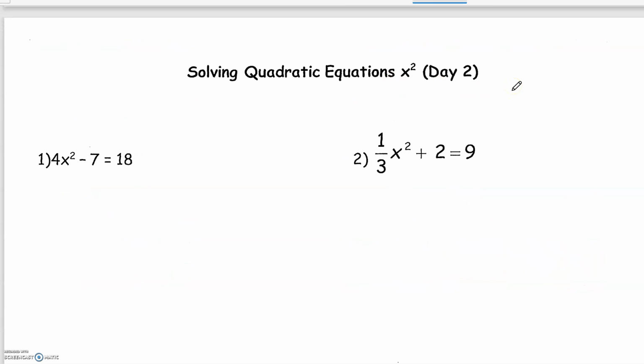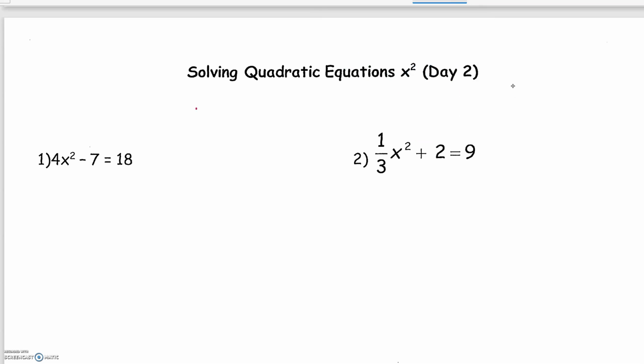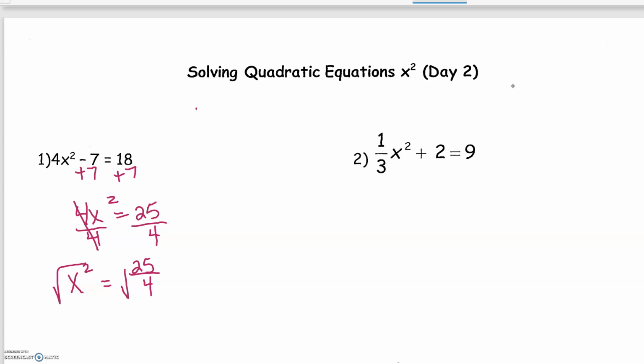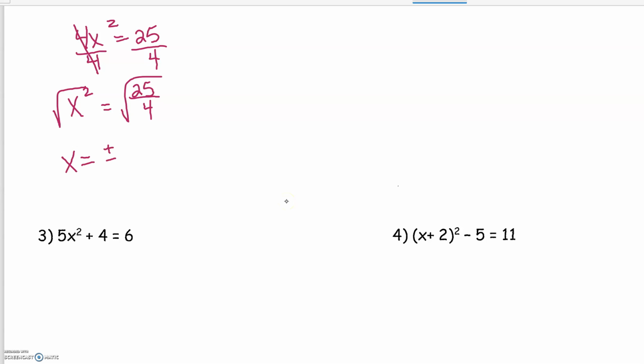All right, so we're going to do our day 2 within our day 1. This day 2, what we're doing is two steps now to get x squared alone. So add 7, and then we'll divide by 4. And again, these are perfect squares, so I'm going to go ahead and leave it, not actually divide. I'm going to do the square root, so plus or minus the square root of 25 over the square root of 4, which are both perfect squares, so I can go ahead and have plus or minus 5 halves.